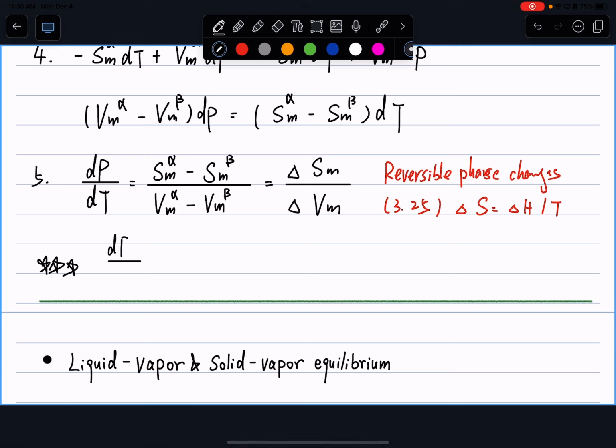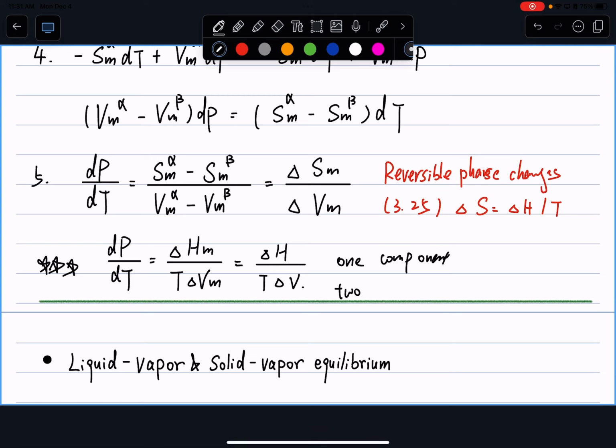So our final result is what we want. We have dP over dT equals delta H, the molar enthalpy, over T times delta Vm. Now you can also write it as the extensive version. So delta H over T delta V for one component, two-phase diagram, two-phase equilibrium.